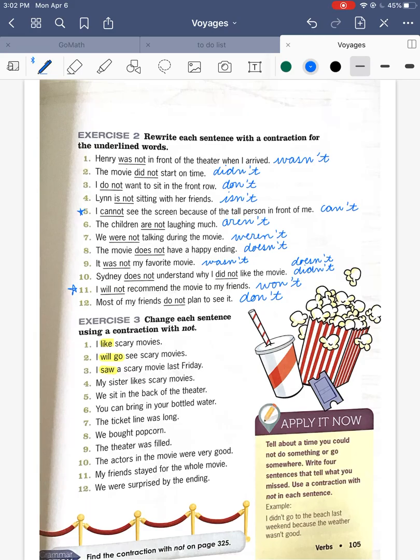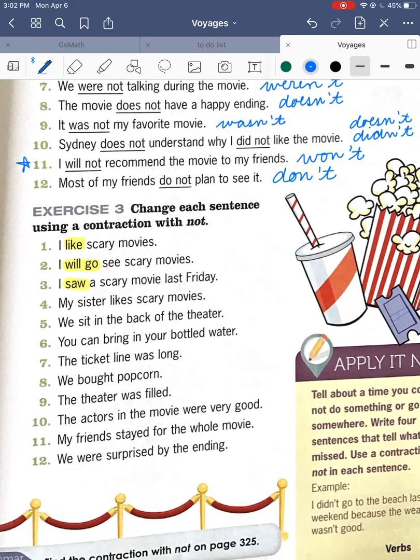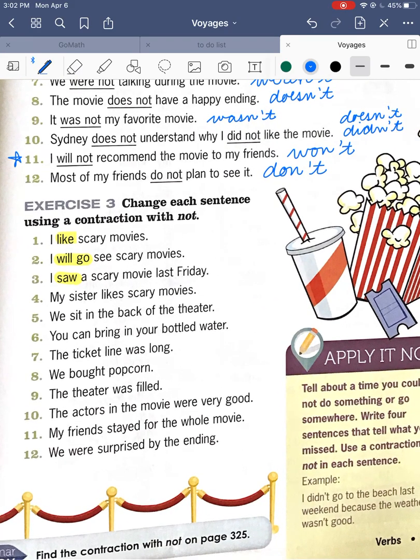Okay. I'm going to just fix the verbs for the rest of them on this page instead of rewriting them all so that you can move on to the next page of work that you have to do today. My sister likes scary movies. So the opposite of likes is does not like or doesn't like. My sister doesn't like scary movies.